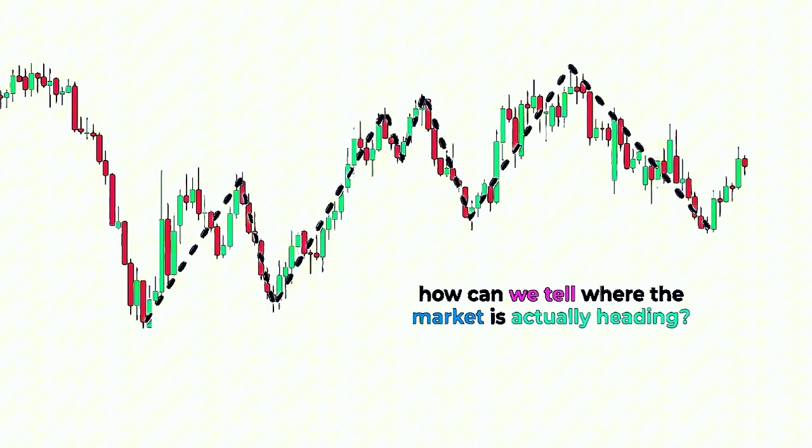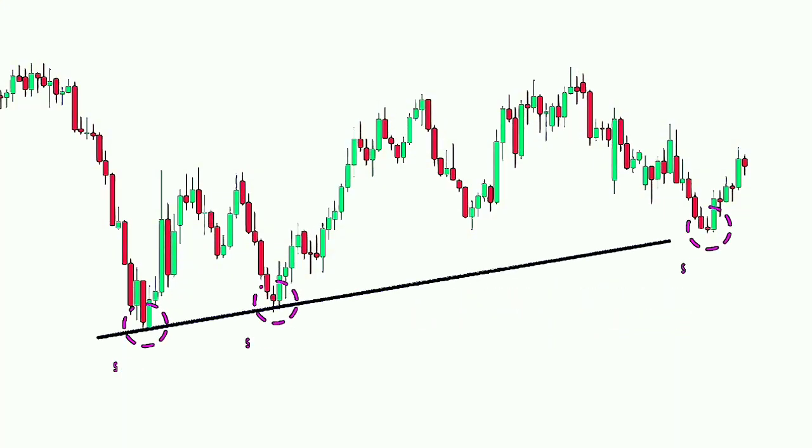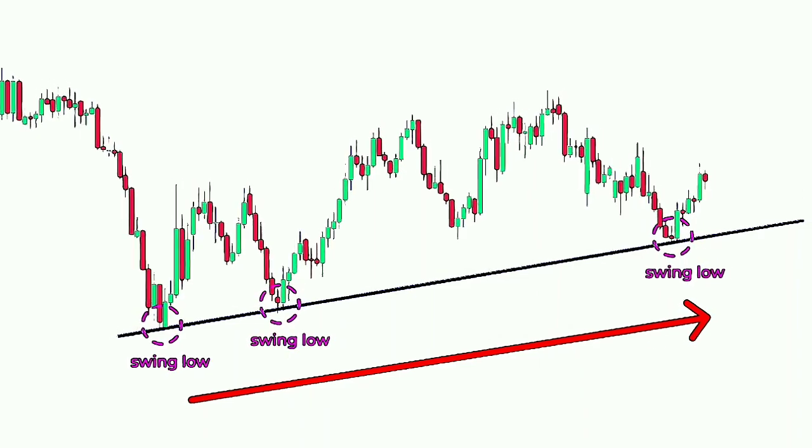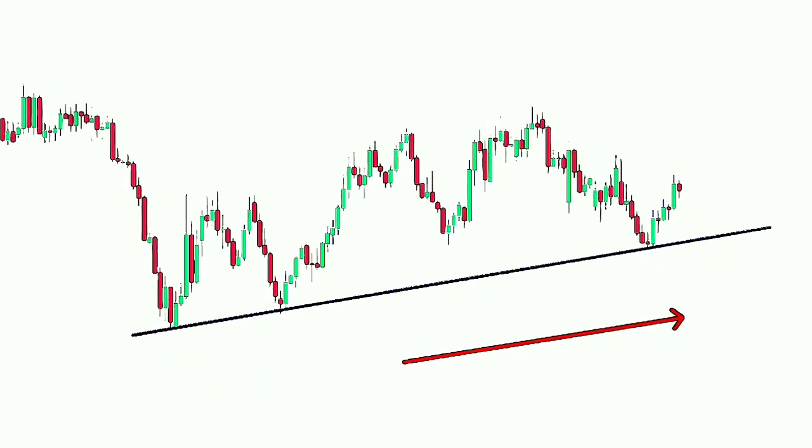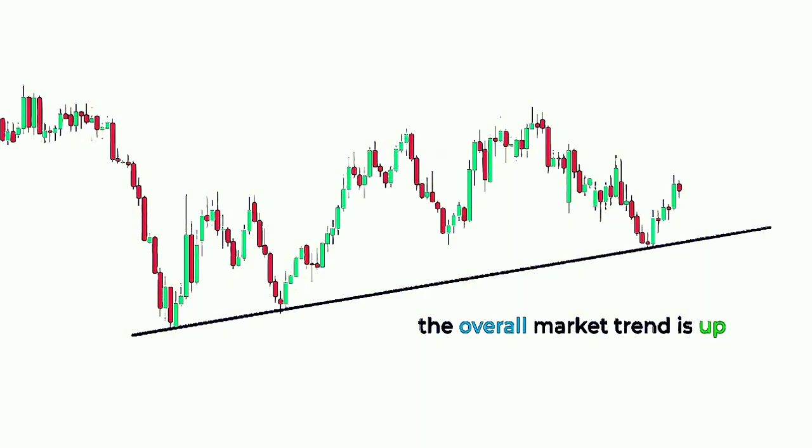Simple, we draw a trend line. By drawing a straight line connecting the swing lows on the chart, we can see that the trend line is heading in an upward slope. This tells us that despite these short-term fluctuations in price, the overall market trend is up.